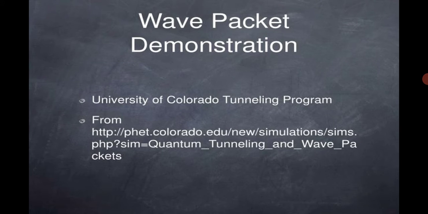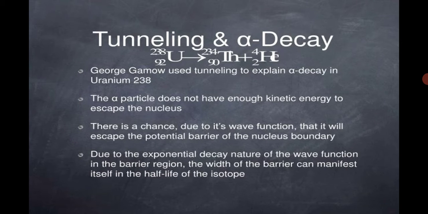Now, using a wave packet demonstration, the University of Colorado tunneling program, you can observe tunneling and alpha decay. George Gamow used tunneling to explain alpha decay in uranium-238. The alpha particle does not have enough kinetic energy to escape the nucleus, as the nucleus has strong forces, so it cannot escape. But there is a chance, due to its wave function, that it will escape the potential barrier of the nucleus boundary.